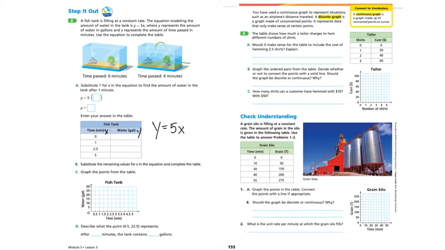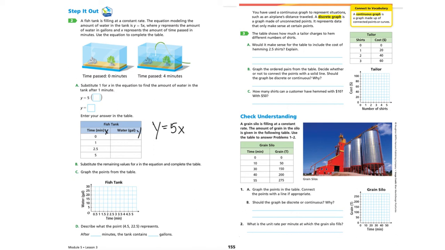0, if it's 0 equals x. And so remember, you're using this equation and you're going to use these values for x each time to fill in the values for y. And then it says B, substitute the remaining values for x in the equation and complete the table. That's what they wanted you to do.